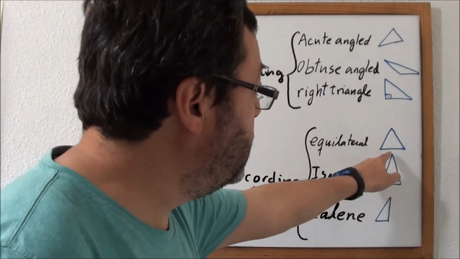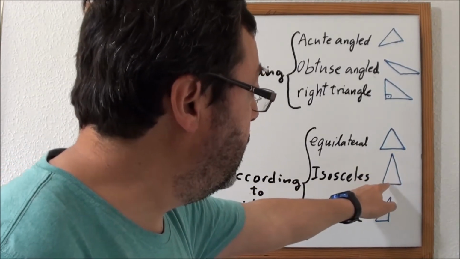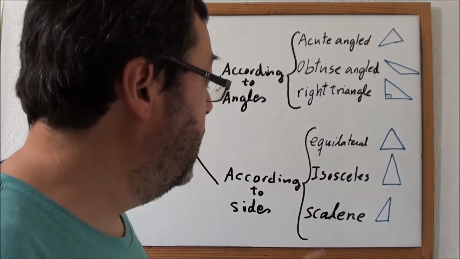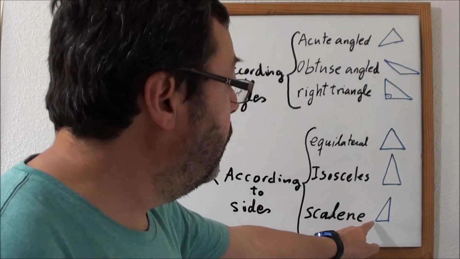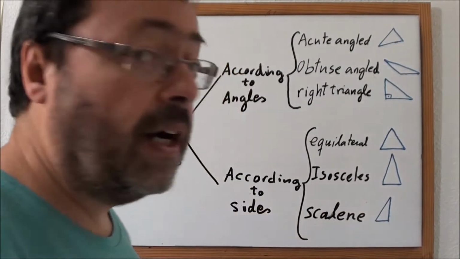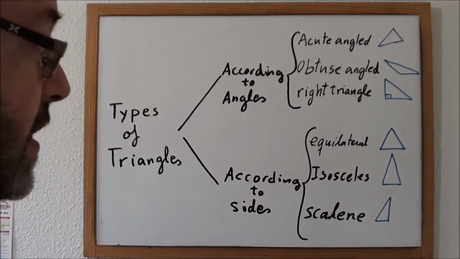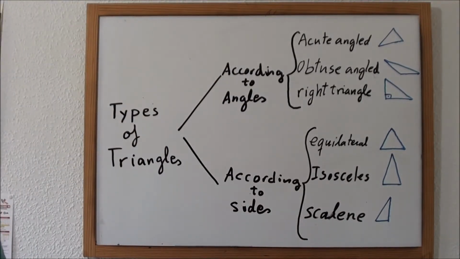Isosceles, two sides are equal and one is different. And scalene, when all sides are different. All sides have different lengths.